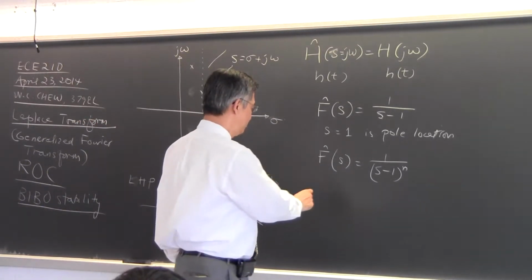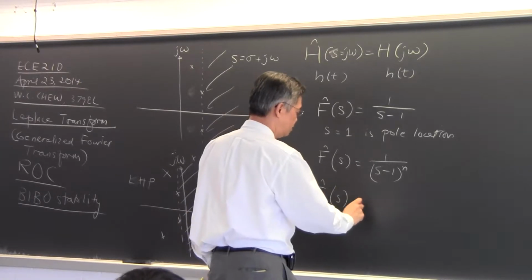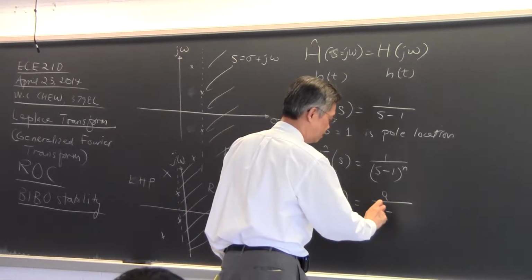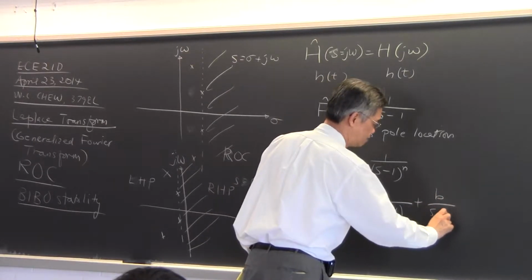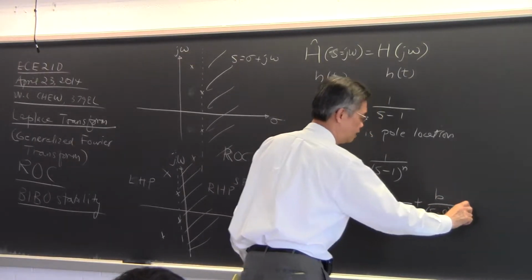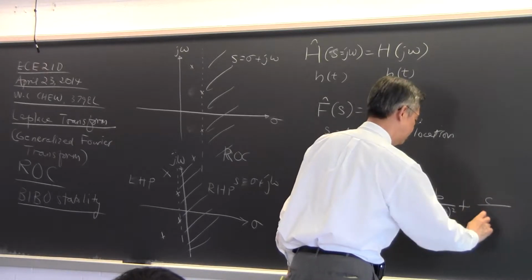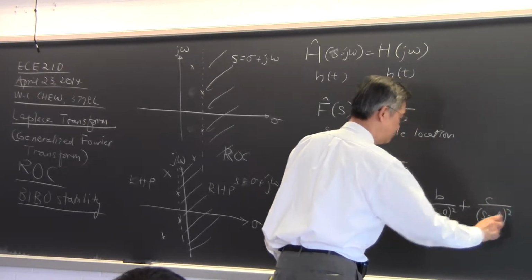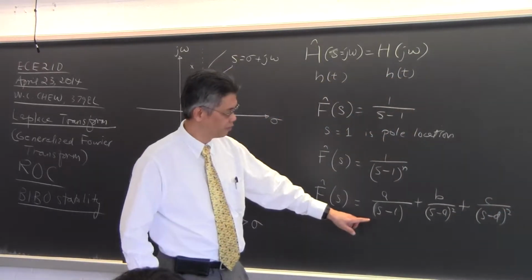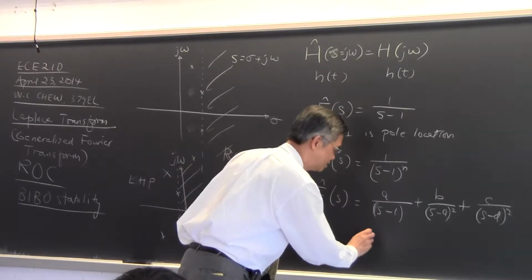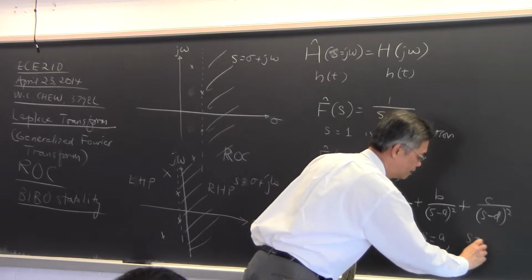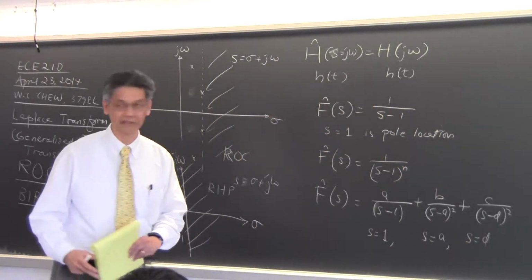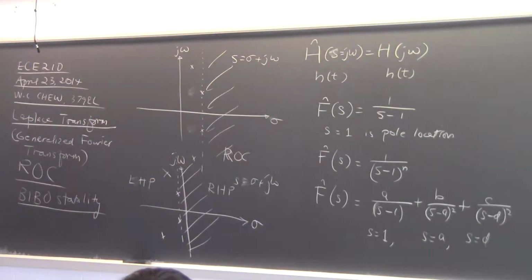And you can have a system where you might have something like this, plus b over s minus a squared plus c over s minus d squared. Then this system has three pole locations. One is s equal to 1, the other is s equal to a, and the other is s equal to d. That's a very good question as to what a pole is.